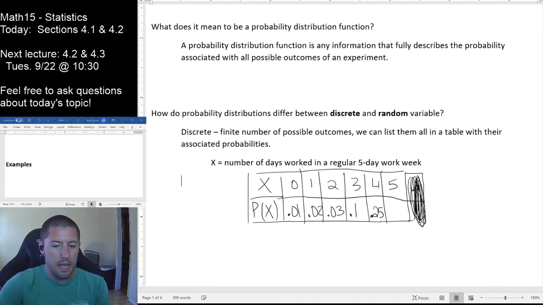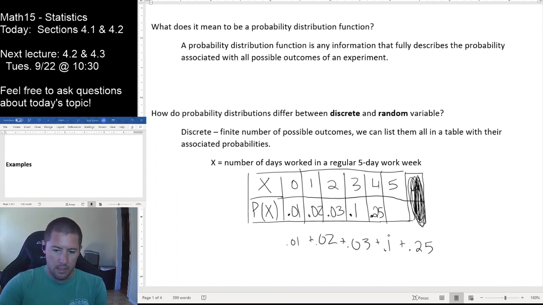And my question for you then might be, what is the probability that I'm going to work 5 days in a week? And the answer here is that since this is a probability distribution function, I need to describe all possible outcomes. I am assuming in this case I would never work 6 days in a week. So what I'm noticing here is 0.01 plus 0.02 plus 0.03 plus 0.1 plus 0.25. If I add up all these, I'm getting 0.06, 0.16. Add it to this one, I'm getting 0.41. So it looks like there's a 41% chance that I will work 0 through 4 days in a week.